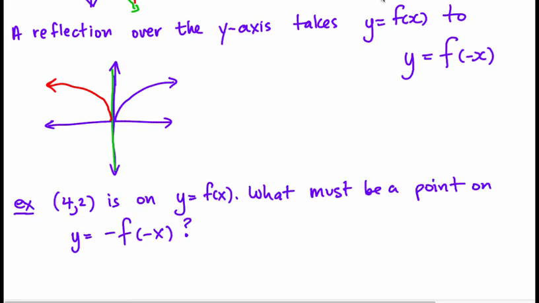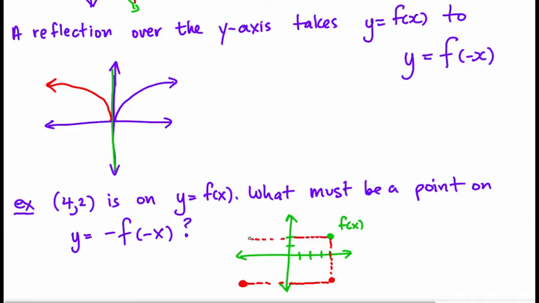4, 2 is on our original function. What must be a point on this y equals negative f of negative x? And essentially this is just a double reflection. So 1, 2, 3, 4, 2 was on our original f of x function. When I apply the reflection over the x-axis, it would be here, and then a reflection over the y-axis would be here. And if I did it in the opposite order, and I reflected it over the y-axis first, and then the x-axis, either way would still give me the same answer of negative 4, negative 2.